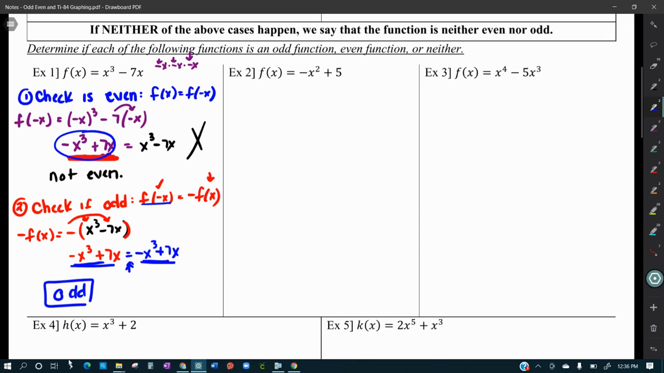Now let's look at number 2. Let's try this one. f of x equals negative x squared plus 5. Again, I want to start by checking if it's even.